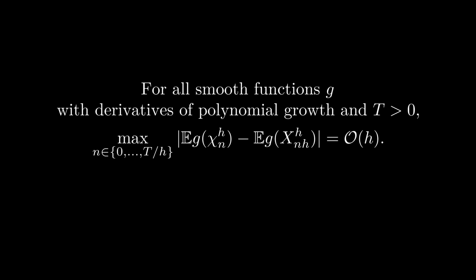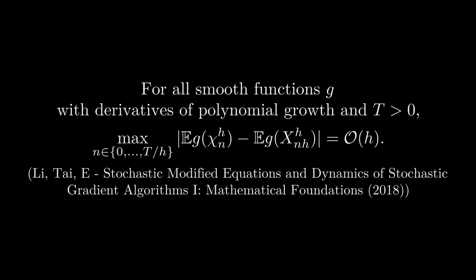Because this is a mouthful, with regard to the distance we will simply think of g as a squared loss and consider the distance between the loss of xi and the loss of x. This approximation result for the first order SME has previously been proven by Li, Tai and E. By looking at the proof, it becomes clear that the same result also holds for gradient flow, not just the first order SME, which begs the question, what sort of advantage is really provided by adding a diffusion component?